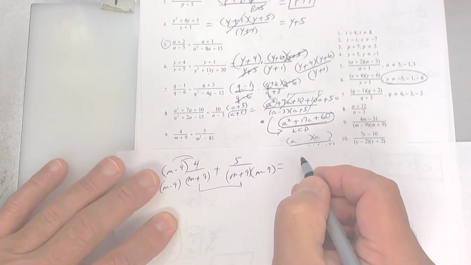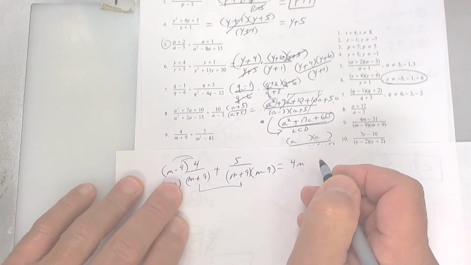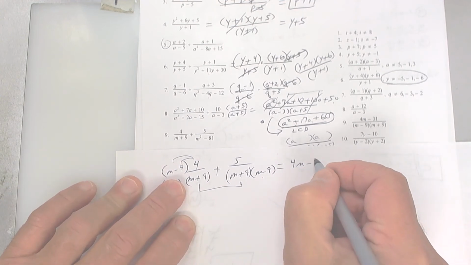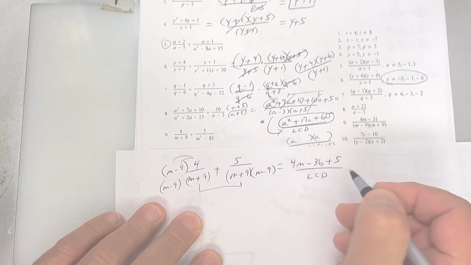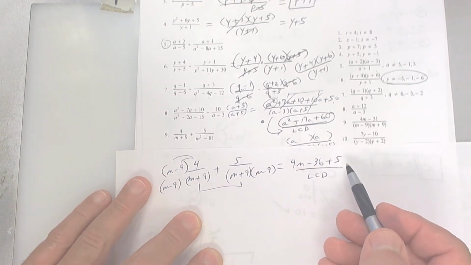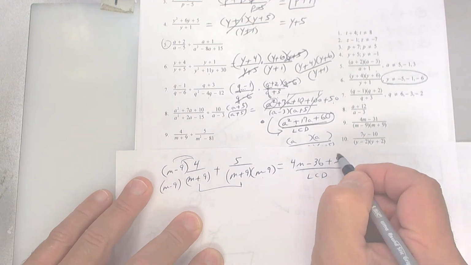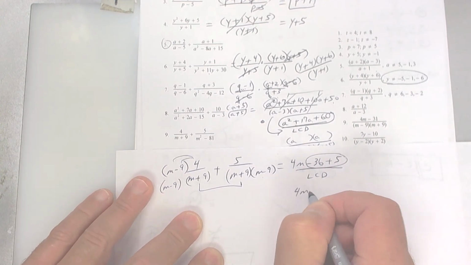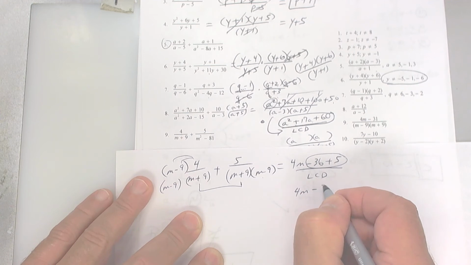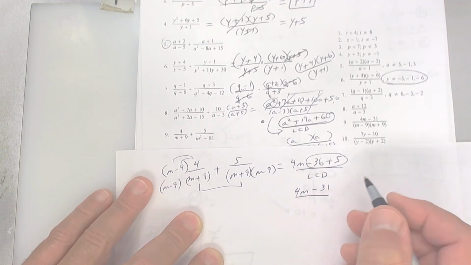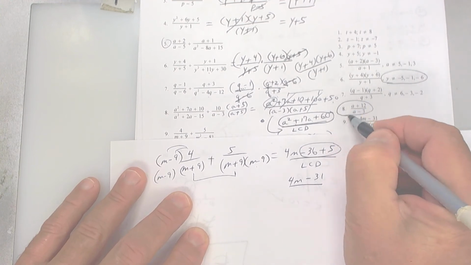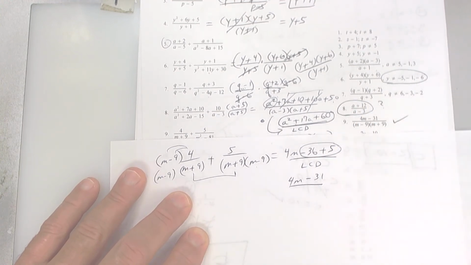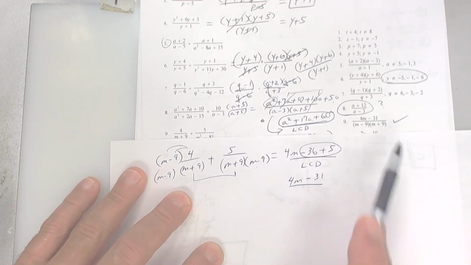So at the top, you're going to get 4m, and then you're going to get minus 36 plus 5 all over your least common denominator. Let's keep moving here. So these two you're going to add up, and so you're going to get 4m minus, I think that's going to be 31 over your least common denominator. And that's what they have here. Now this one right here, I'm going to put a little question mark, but this one did definitely work, number 9. And there it is right there, all over your least common denominator.